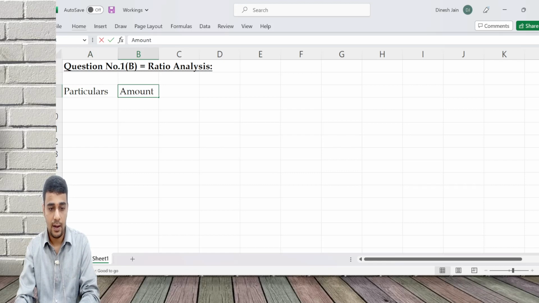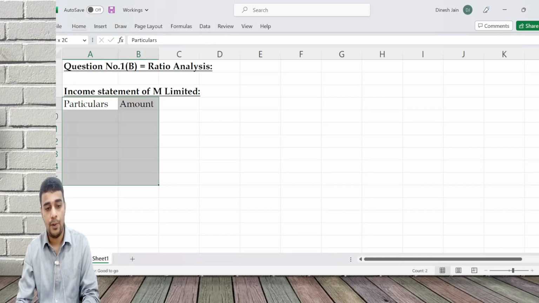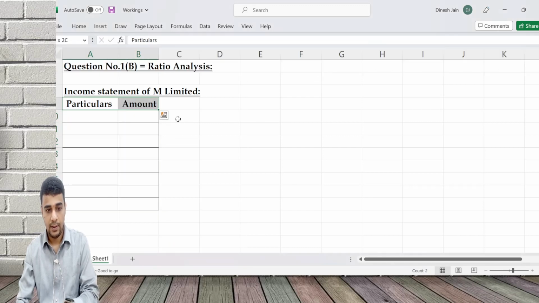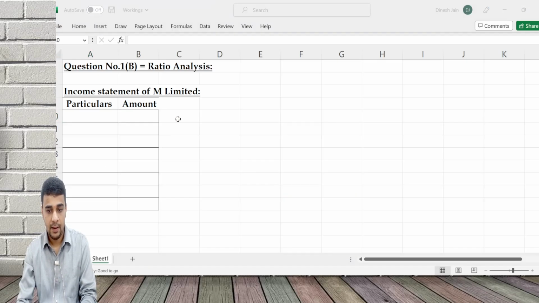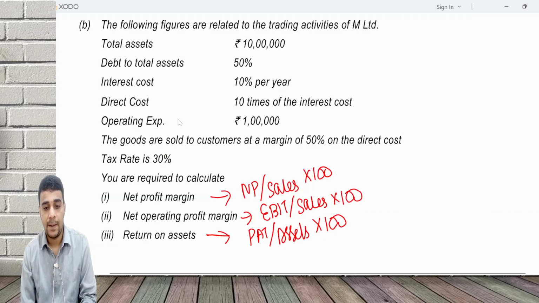Particulars, amount. Heading is income statement of M Limited. Let's write the format first. We will start with sales. Write the format along with me. From sales, we will subtract direct cost.